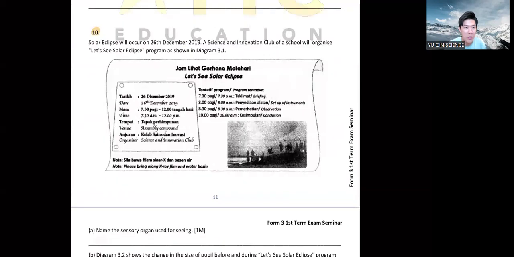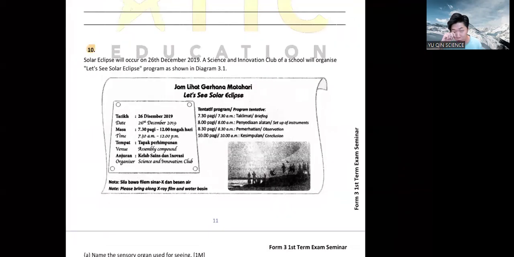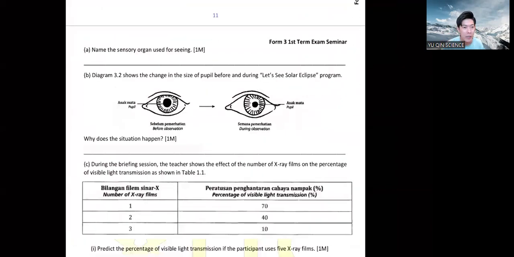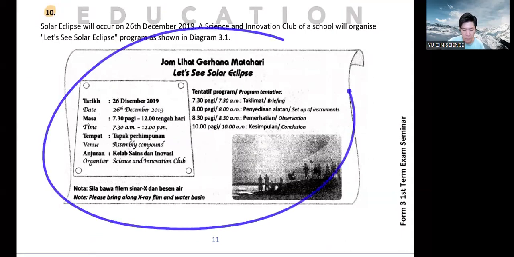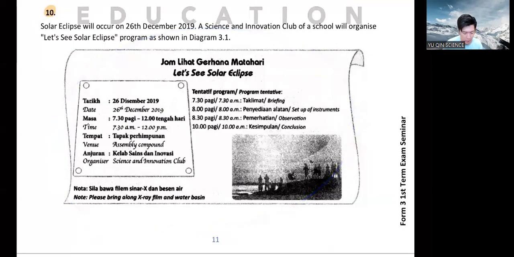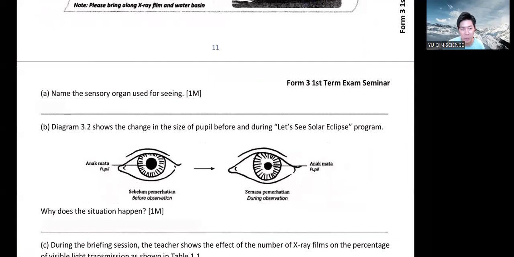Continue. Question number 10, page 11. Okay, good. So this one I think is about eyes. It's a solar eclipse question. Solar eclipse will occur on 26th of December 2019. It's a program, right? Basically, I don't think nothing here is very important. I think the question is on the next page.